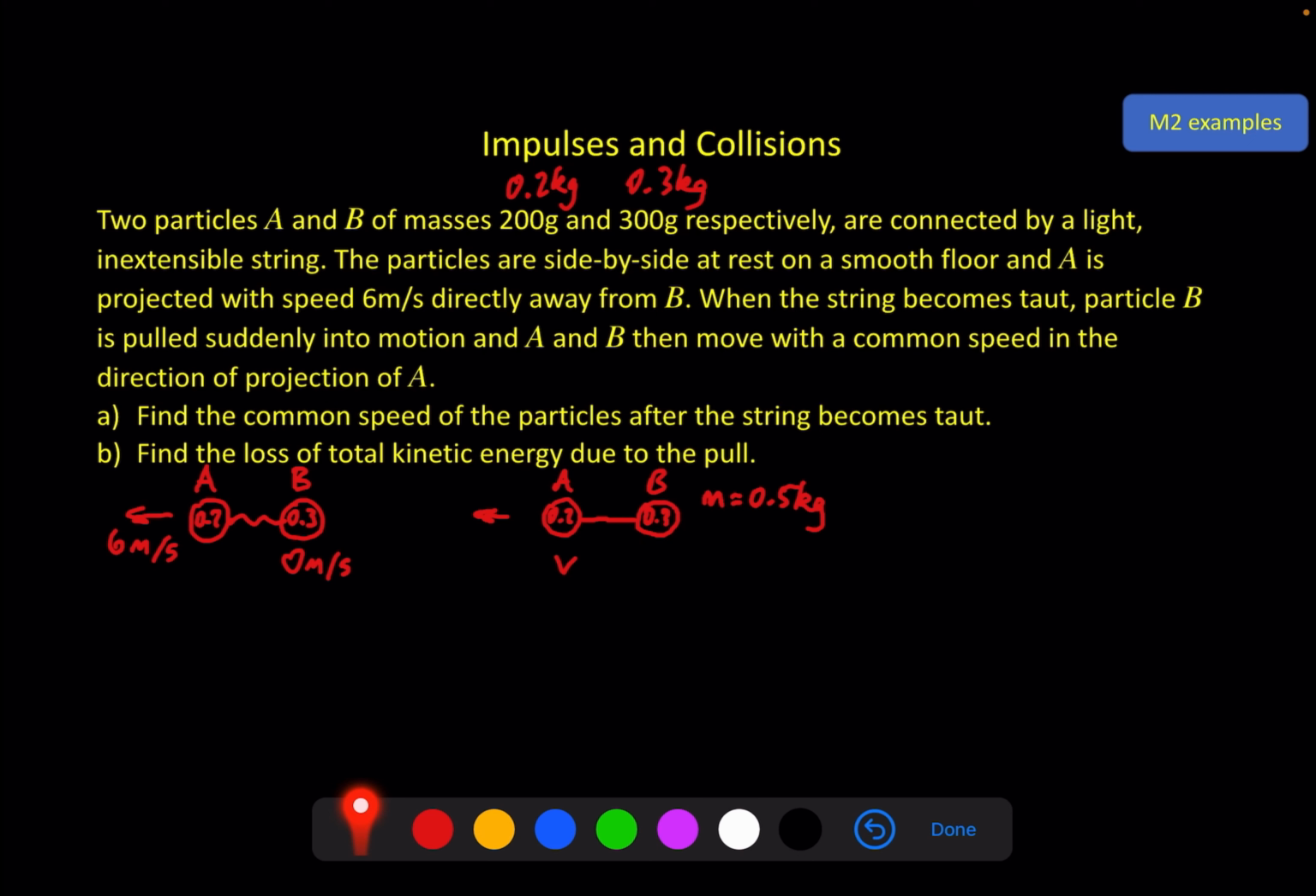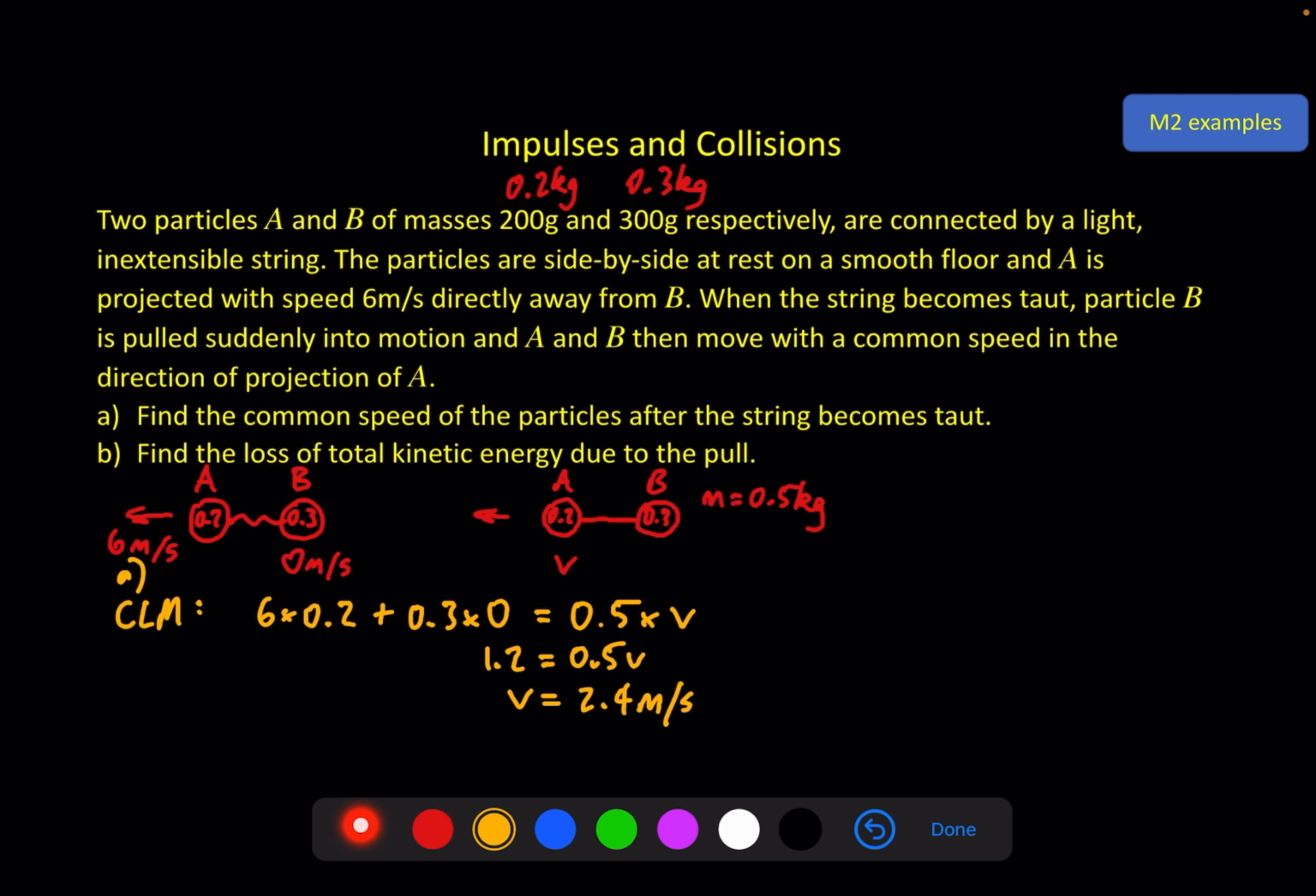Part A, find the common speed of the particles after the string becomes taut. So using conservation of linear momentum, we have 6 times 0.2 plus 0.3 times 0 must equal the combined mass times the common speed v. So v must equal 2.4 meters per second. Part B. Find the loss of total kinetic energy due to the pull.